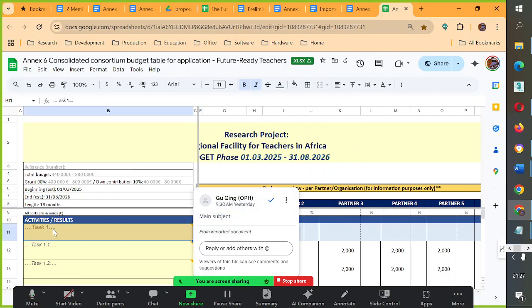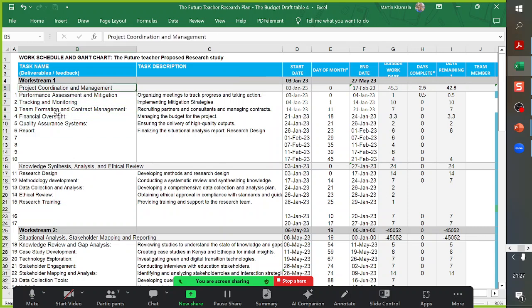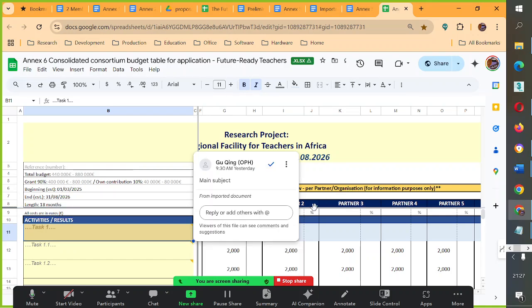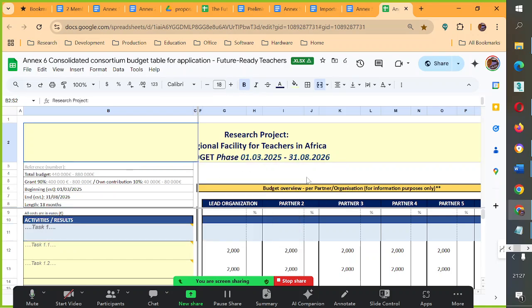So let's say you're asking about task 1. Task 1 is this one, project coordination and management. It has 6 subtasks. So these subtasks are the ones that are distributed across the partners. So if we know, just as a simple example, that partner 2 is in Kenya, partner 3 is in Ethiopia, we do the same things in terms of the stage of work, you see, but one is located in Kenya, one is located in Ethiopia.